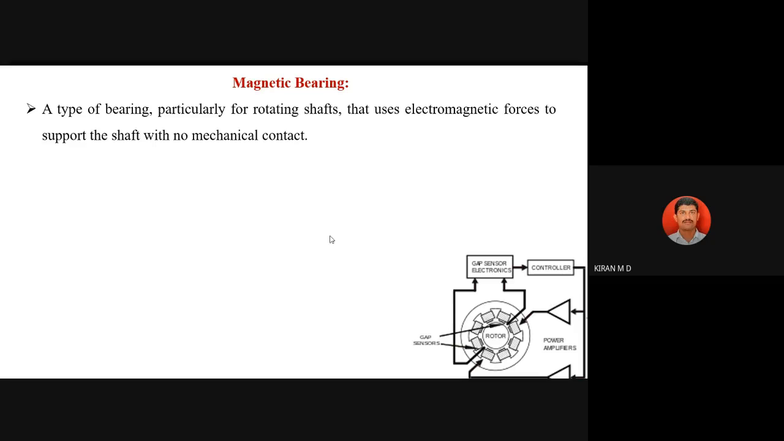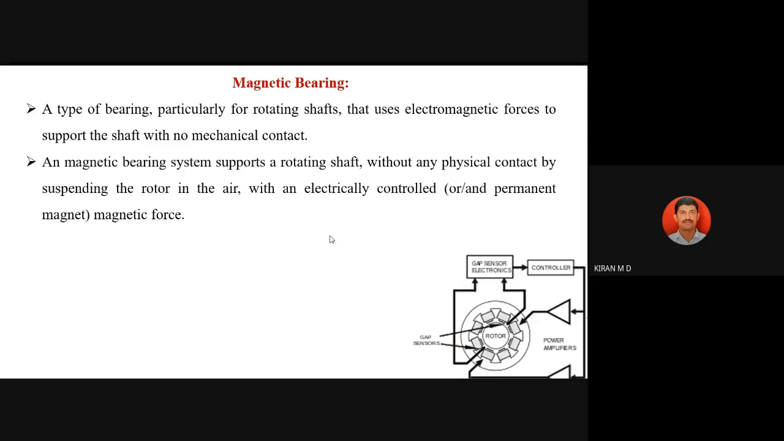But in the case of a hydrodynamic bearing, initially we will supply the lubricant. When the shaft rotates, due to the wedging effect and centrifugal force, it will create the pressure to separate the surfaces. Again, you can come to the anti-friction bearing, where we use a ball or roller component to separate the surfaces. But here we use the electromagnetic force to support the shaft with no mechanical contact. There is no contact between the shaft surface and the bearing surface.